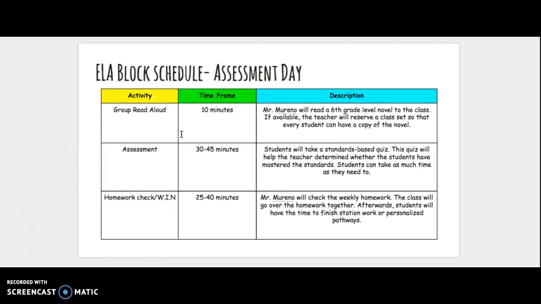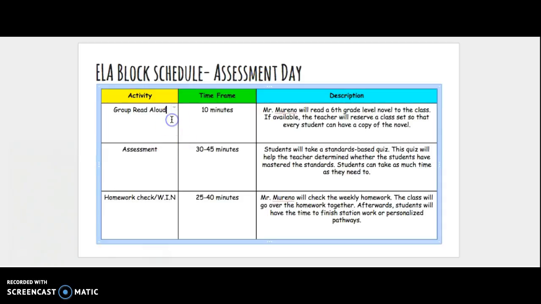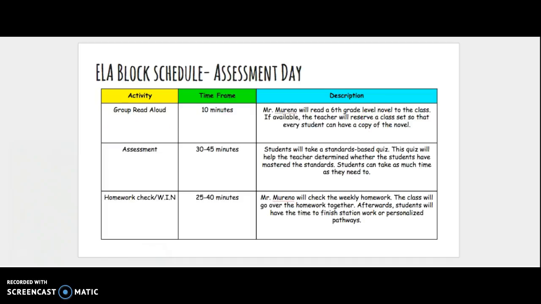On Thursday, when we have our assessment, I plan to use the first 10 minutes for group read aloud, 30 to 45 minutes on assessment. That is tentative. I am going to allow students to take as much time as they need for the assessment, but in this presentation, I say that only about 30 to 45 minutes of it will be used for the assessment because then the other 25 to 40 minutes is going to be used on homework check and what I need.